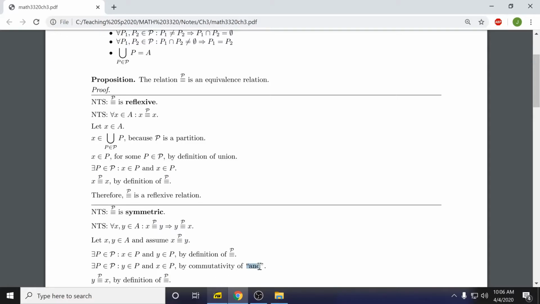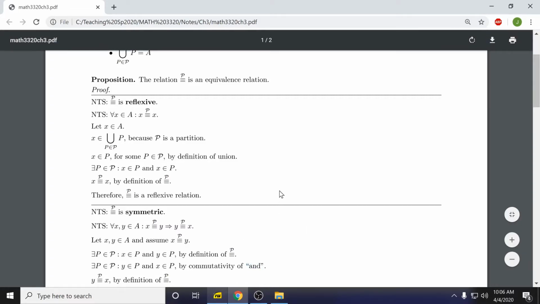But the AND operation in Boolean logic is commutative. If something and something is true, then when you reverse it, it's still true, right? So this statement is still true when we reverse the order of this AND operation. But now that we've reversed this, this is literally just the definition of y being related to x by this relation. And so that's it. That actually proves this relation is symmetric. Let's keep on going here.